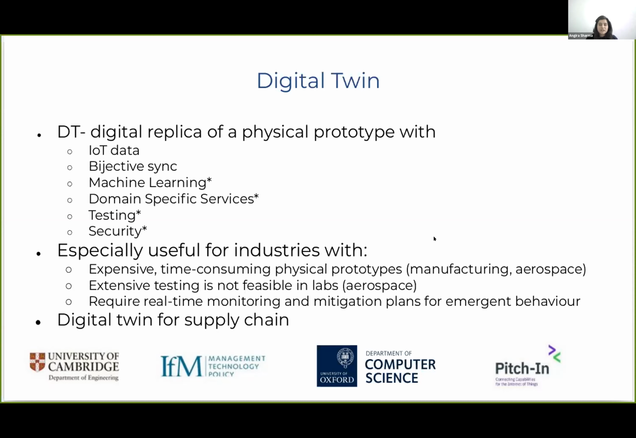And digital twins are especially useful for industries where creating physical prototypes can be expensive or time consuming, or where you have to perform extensive testing, such as reaching temperatures high or low, which cannot be done in a lab facility. So that's where digital twins are really useful, and also for real-time monitoring and forecasting and understanding if something is going to go wrong. Because a digital twin is constantly connected with the physical prototype, it has all the data on which it can perform machine learning analytics and predict if anything might go wrong in the future and alert the partners. So that's about digital twin, and our project is about creating the digital twin for supply chain.